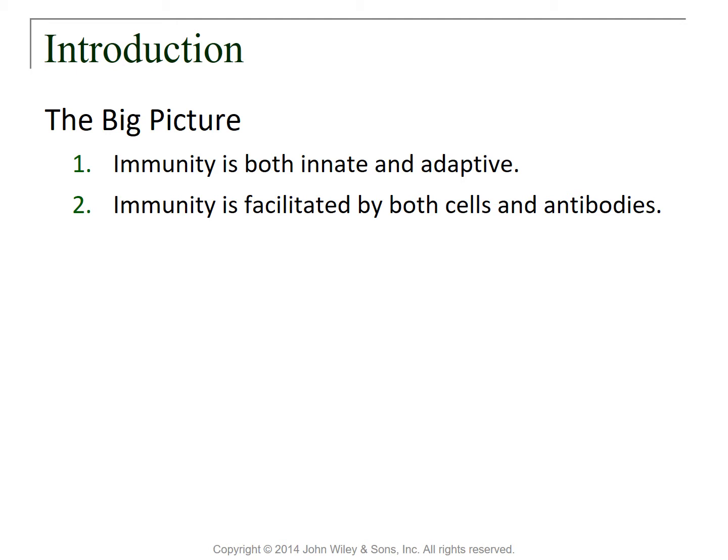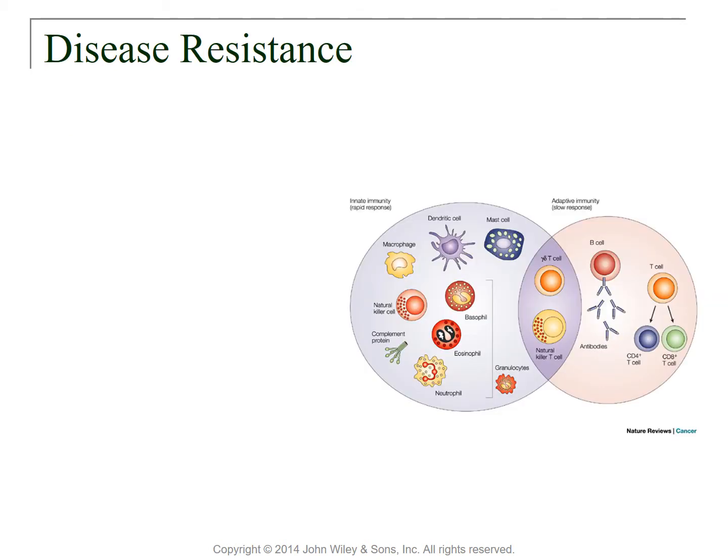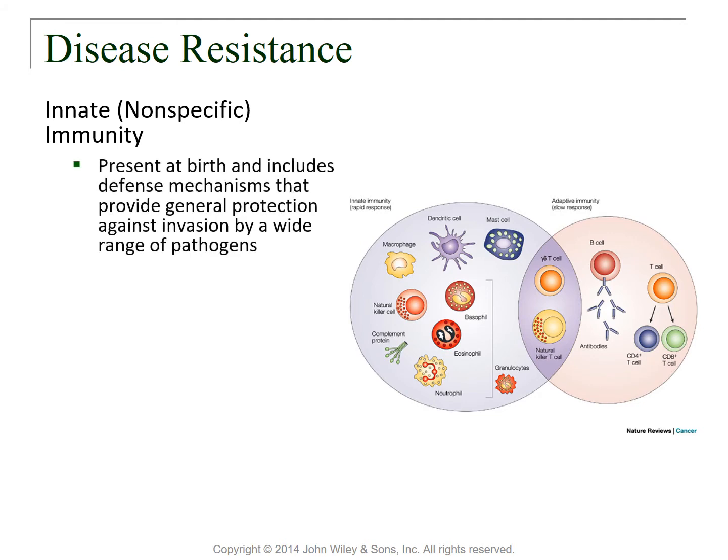And what I mean by both innate and adaptive is that there are some portions of your immune system that are functioning from day one when you're born. And there are others that begin to function upon exposure to new pathogens or new environmental conditions. And we'll discuss the difference between those as we move on in this and the other videos on the immune system. So as far as disease resistance goes, you have innate or non-specific immunity.